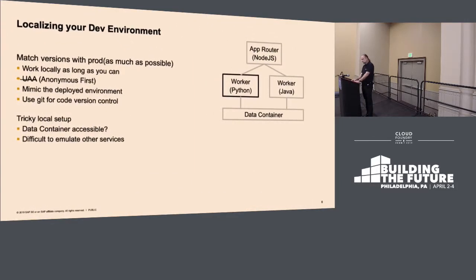All right. This only goes so far, right? It works if your data container is accessible from your local machine. That may not always be the case. And if your application relies on, say, Redis or something else that's really not easy to replicate locally, then you're kind of out of luck with that. That doesn't mean you can't get through a bunch of your coding. It just means that that portion of it is not available to be tested against.